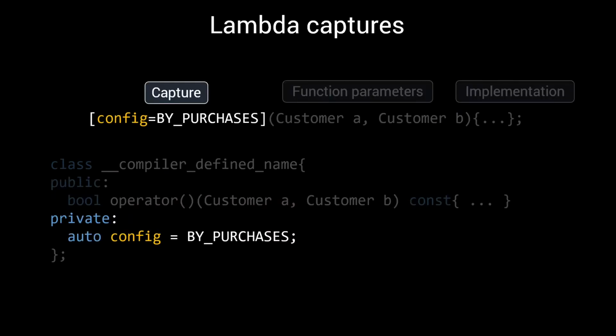As for the private members of this class, they are determined by the capture. We used so-called init capture in this example, which takes the form of a comma-separated list of assignments. When determining the type for the local config member, auto-type deduction is used.